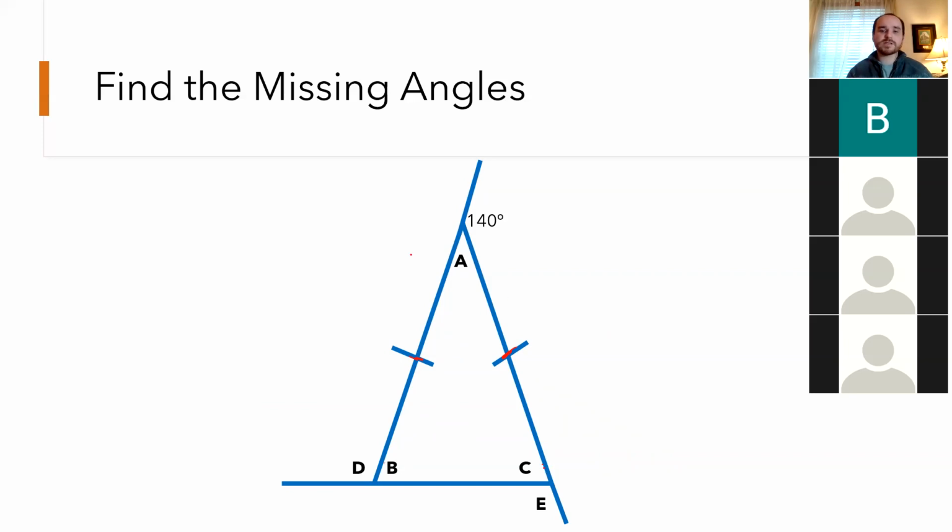So go ahead, see if you can start solving for these. A should be pretty easy. B and C are going to be a little harder, and then D and E are going to be difficult as well.